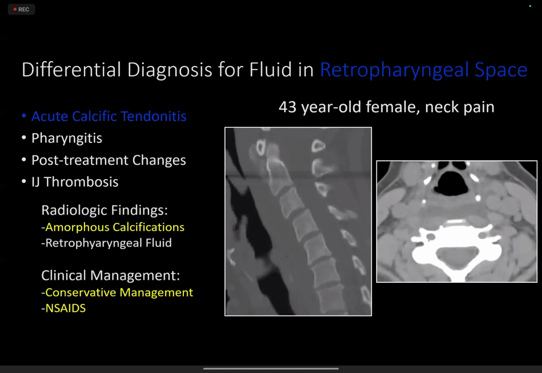And the key points to remember here is that radiologically, these patients will present with these amorphous calcifications, typically at C1, C2, and they'll also have retropharyngeal fluid. It's not an ENT emergency. Clinically, it's managed conservatively. Patients may be given NSAIDs just for pain relief, and sometimes they have a low-grade temp that needs to be taken care of, but this is a non-surgical entity.